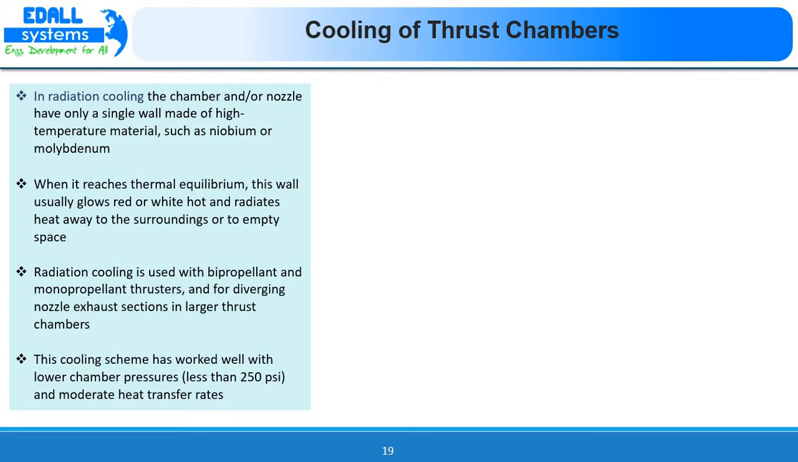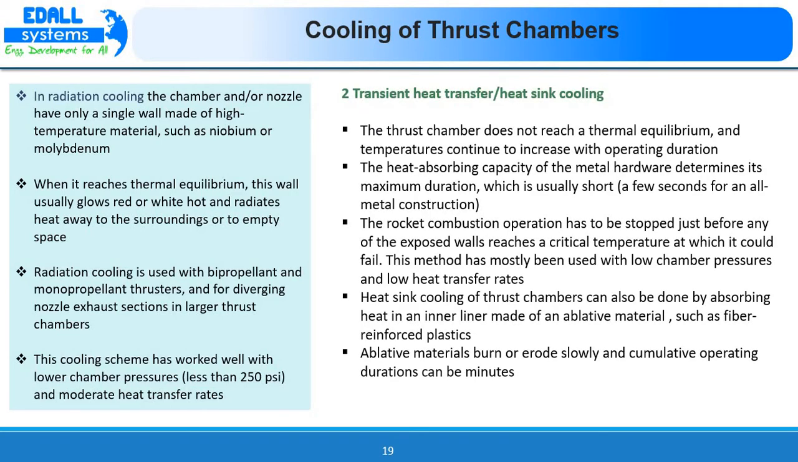Radiation cooling is used with bipropellant and monopropellant thrusters and for diverging nozzle exhaust sections in large thrust chambers. This cooling scheme has worked well with lower pressure chambers, that is, less than 250 psi, and moderate heat transfer rates. So this was about steady state cooling, in which these kinds of cooling are allowed when thermal equilibrium is reached. But what when it does not reach thermal equilibrium?